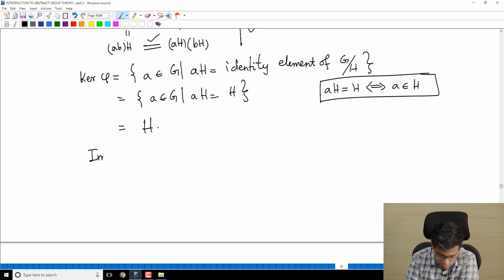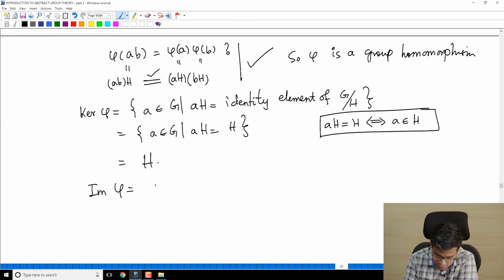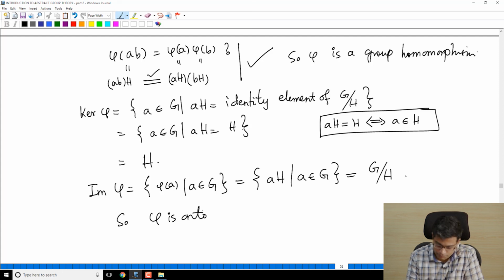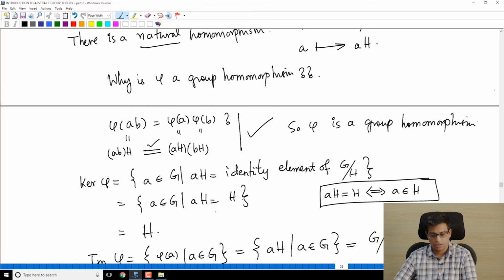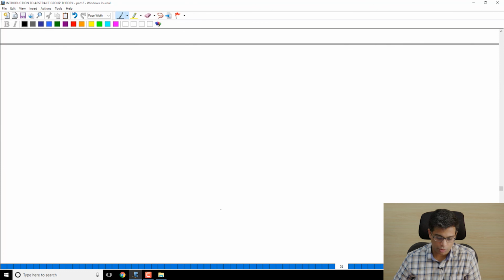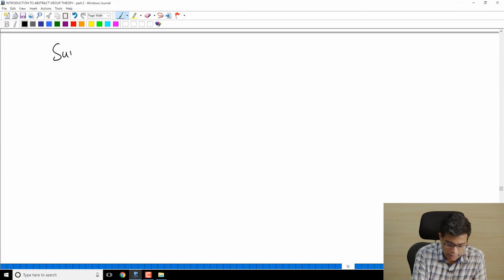What is image phi? Image phi is by definition phi of A with A in G. That means this is AH with A in G. This is precisely G mod H. You have all the left cosets here, so it's G mod H. So in other words, phi is onto. So kernel phi is H and phi is onto. So I'm going to summarize all this that we learned about quotient groups and write the following.